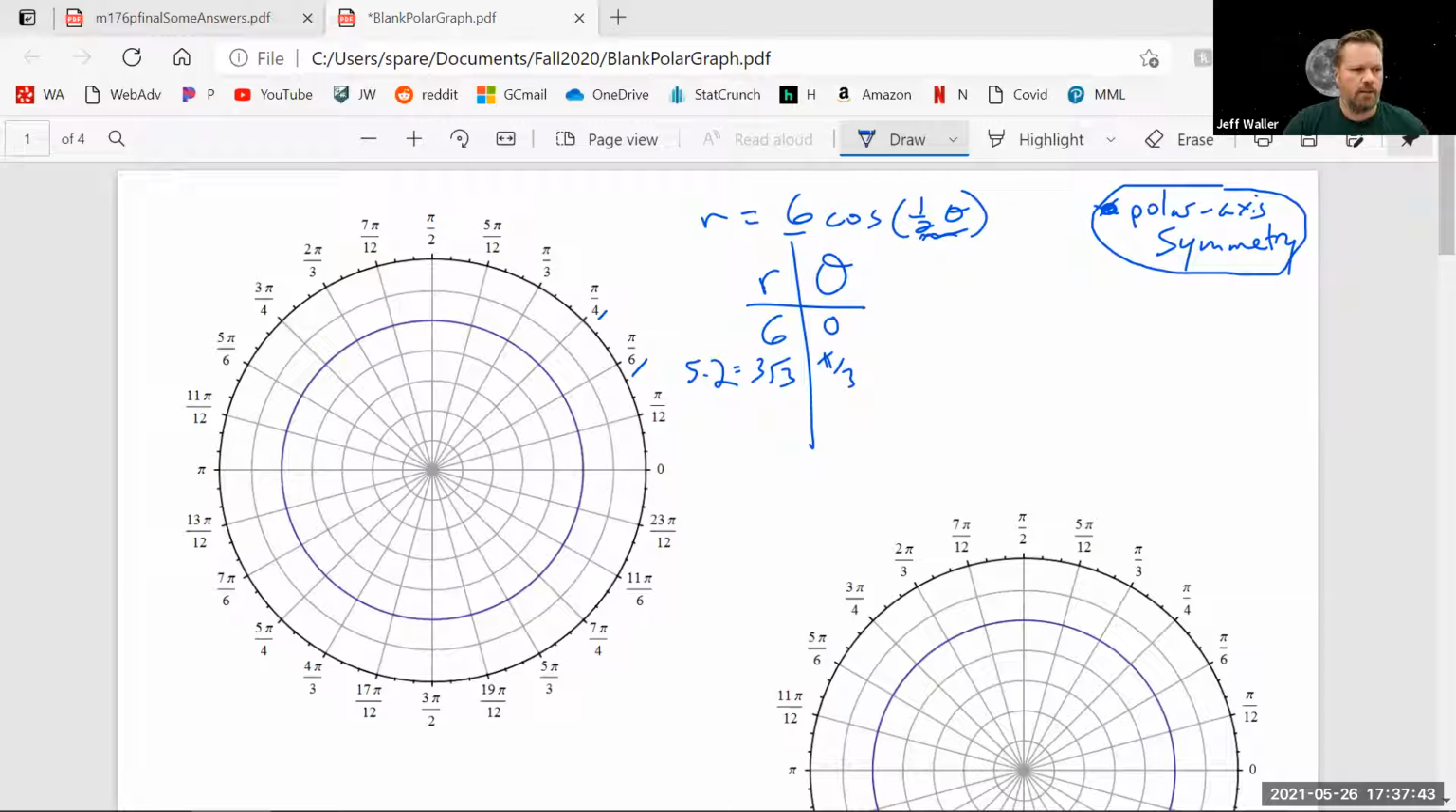All right. So let's see what we got so far. If I just use the natural scale, 1, 2, 3, 4, 5, 6, there's that. And then at pi over 3, it goes to 5.2. So let's see, 1, 2, 3, 4, 5.2. Okay. And then let's see, what about pi over 2? If I put pi over 2 in, I'll get cosine of pi over 4, which is rad 2 over 2. Times 6 is 3 rad 2, which is 4.2.